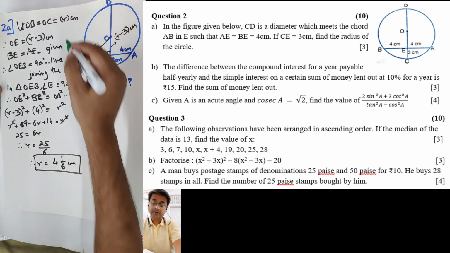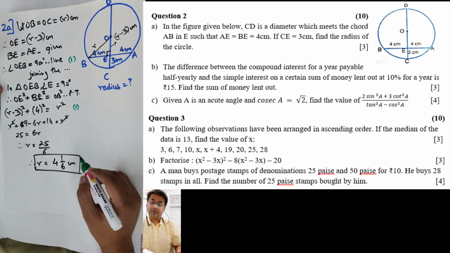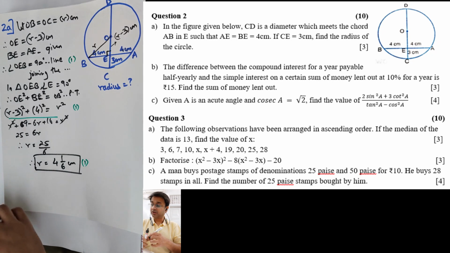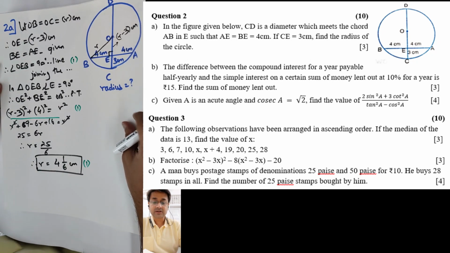So first 1 mark you can give when you prove that this is 90 degrees. Then when you are applying the Pythagoras theorem with the values, and final 1 mark to reach here. You can also write this in decimals, no problem. Whichever way it will be marked correct.